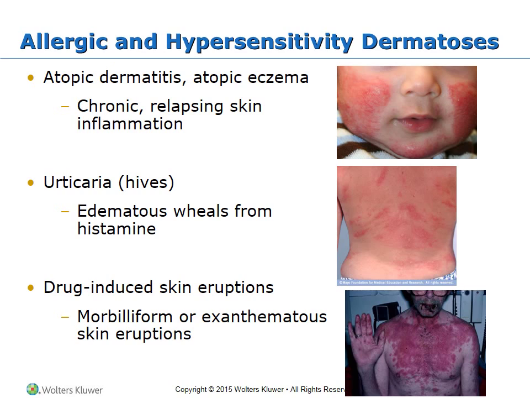So, allergic and hypersensitivity dermatosis. The first one listed here is atopic dermatitis, and we can see that in the child there to the right with the reddened cheeks. It's a chronic, relapsing skin condition. It's very hard to handle sometimes. Your patients can get out of hand.